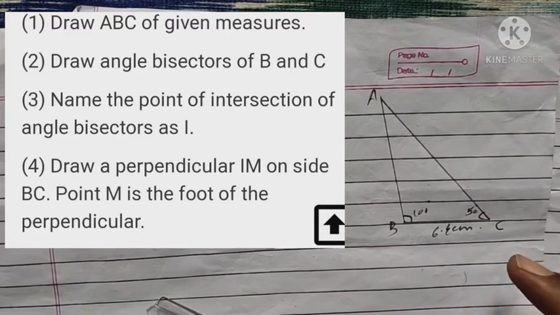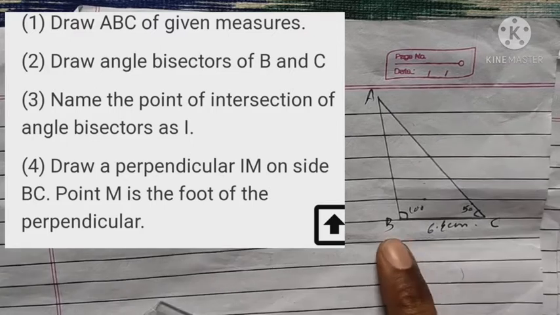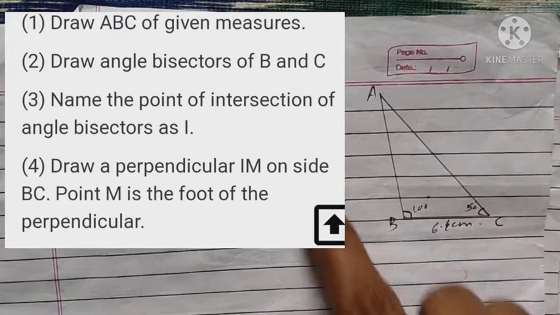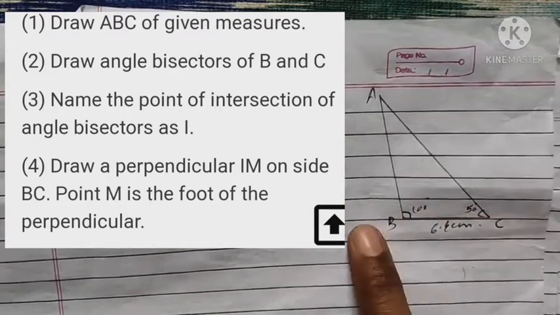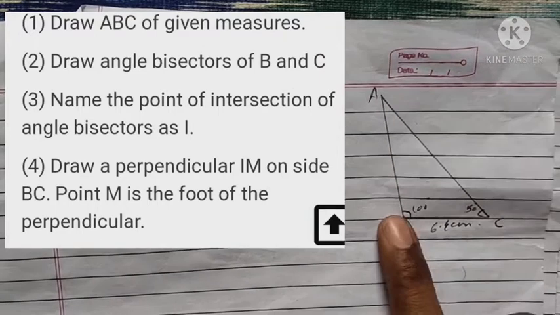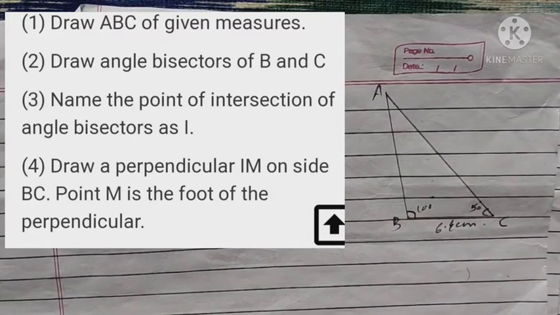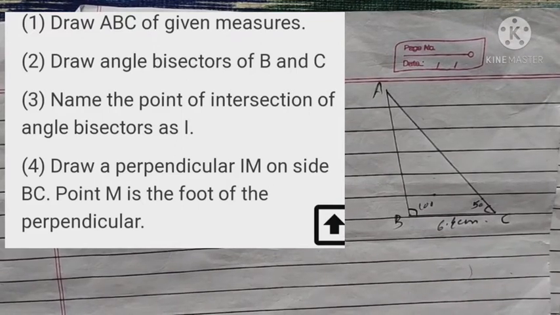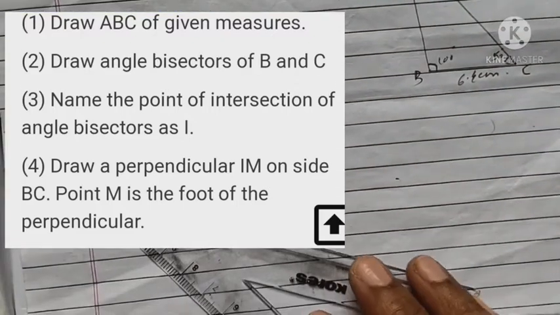First of all, draw segment BC, that means a base of 6.4 centimeters. Then take angle B as 100 degrees and angle C as 50 degrees, and complete your triangle. That is the first step. Now the second step: bisect any two angles of this triangle, normally the base angles. The angle bisectors meet at one point. Give a name to that point and draw a perpendicular from that point to the opposite side. Then, considering that segment as a radius, draw a circle. So let's start the construction.